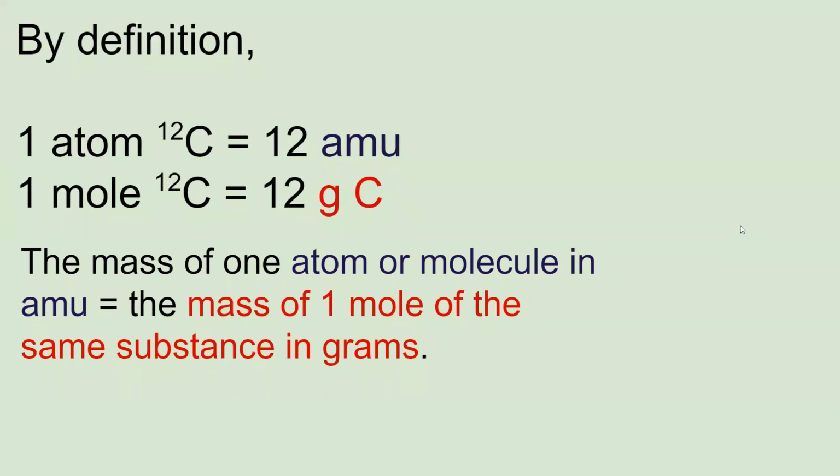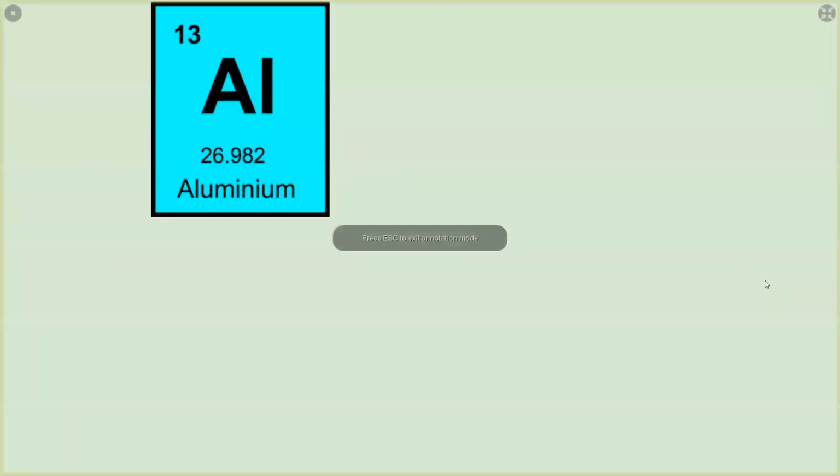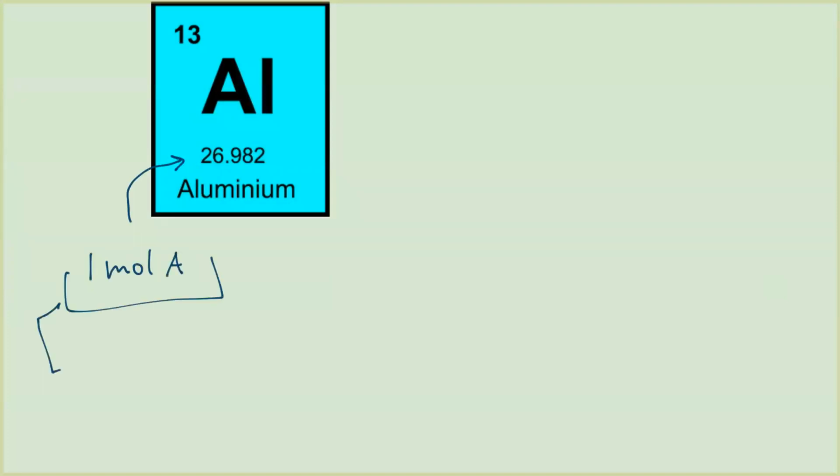So anytime you look at the periodic table, the molar mass is this number right here. This number tells you if you have 1 mole of aluminum and you put it on a scale and you took the mass of that aluminum, 1 mole of aluminum, which is Al, it would read 26.982 grams. Okay.